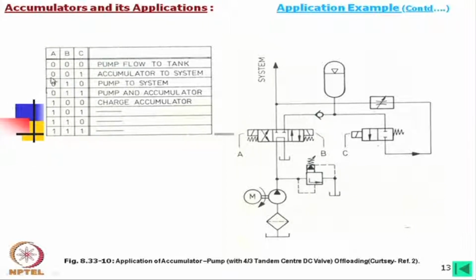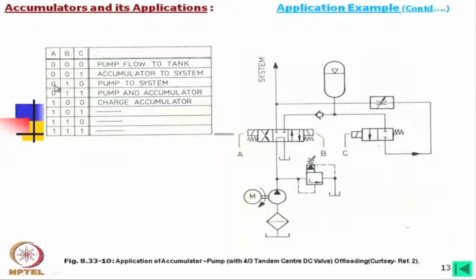Okay. Now, then A is closed, B is also closed, but C is connected. In that case, accumulator to system, oil is going from the accumulator to the system. Okay. Right, from here it is going to the system.